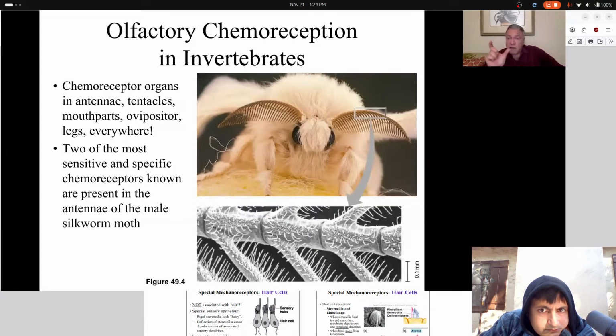You get this little tiny bug that can track down a female miles away by the pheromones she produces. So these moths in particular, the males typically have these huge antennae on them, and that's so that they can zoom in on females from miles away and detect where they are. So two of the most sensitive and specific chemoreceptors known are in the male silkworm moth.